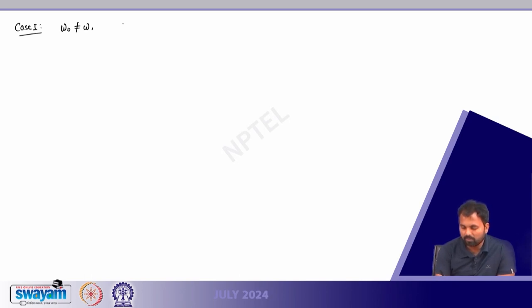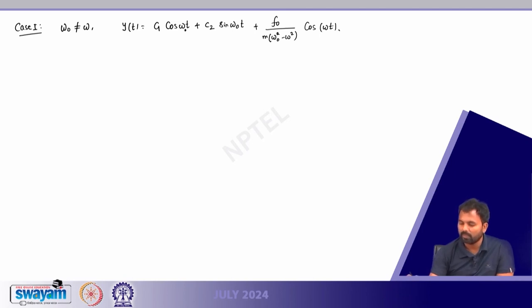Okay, so we derived up to this part. So we did case 1, when omega 0 is not equal to omega. So we wrote down our solution y(t) as c1 cos of omega 0 t, and c2 sin of omega 0 t, then f0 by m over omega 0 squared minus omega squared, into cos of omega t. So this is the solution when omega 0 is not equal to omega.